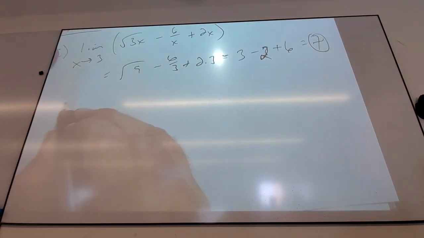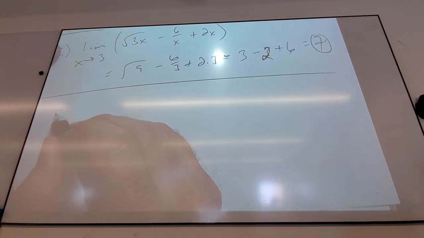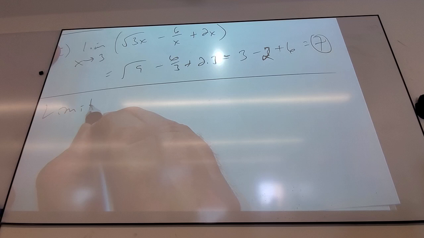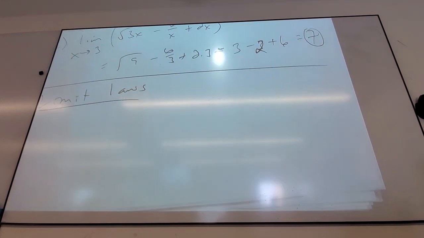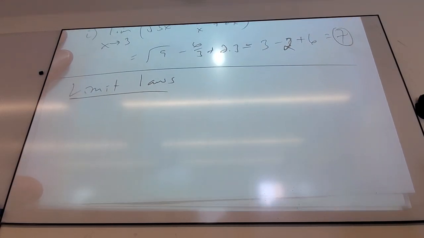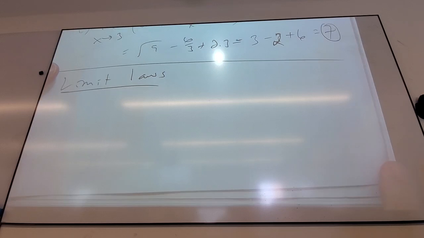Let me get your opinion of this. So this is, what should I call this? I'll call it the same as the book does: limit laws. Too many laws. We've got to limit them. No, I mean laws of limits.